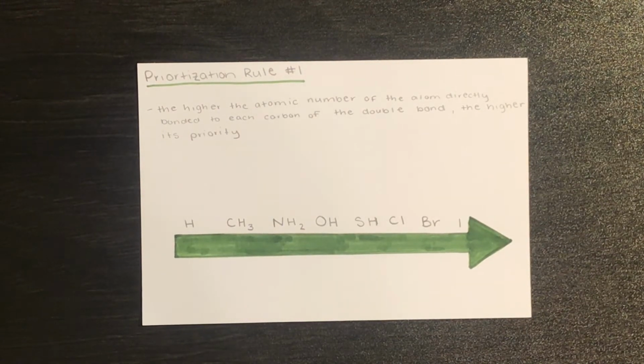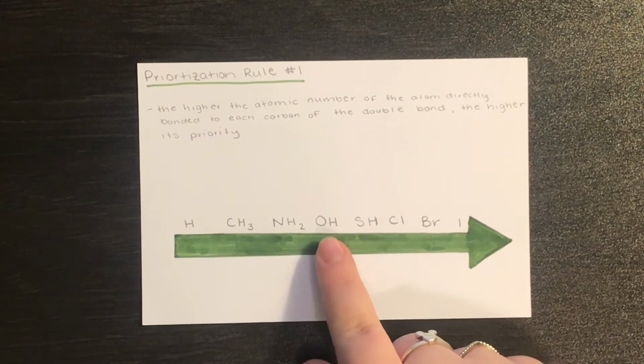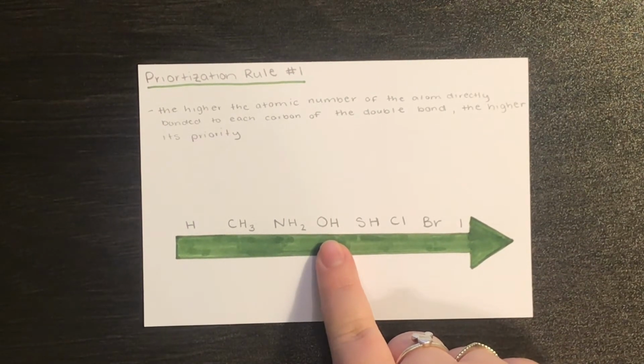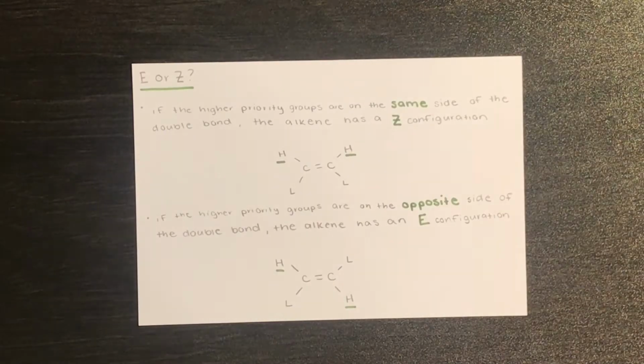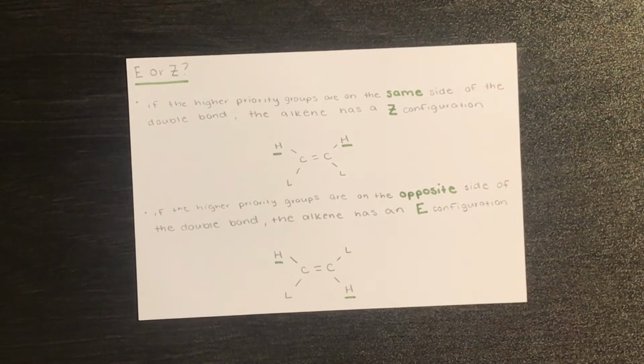Here is a quick reference for the priority of some groups you are likely to encounter. As you can see, it is based on atomic number of the groups. So this group here has a higher atomic number and therefore has a higher priority than hydrogen or a methyl group. If the higher priority groups or substituents are on the same side of the double bond, the alkene is assigned Z. On this diagram, the H signifies the higher prioritized group and L signifies the lower prioritized group. If the higher priority substituents are on the opposite side of the double bond, the alkene is assigned E.